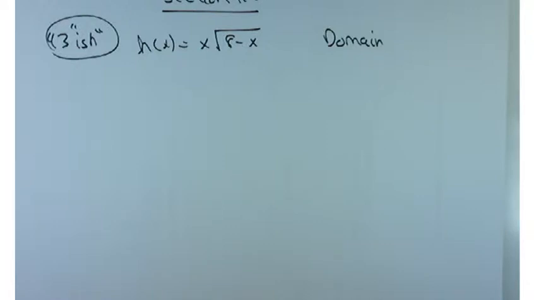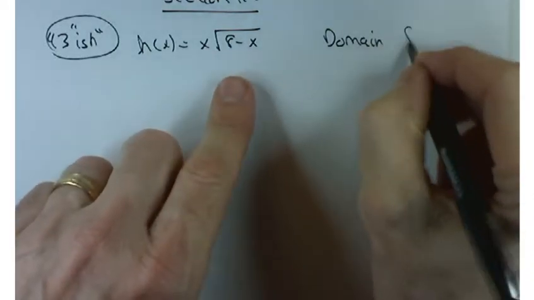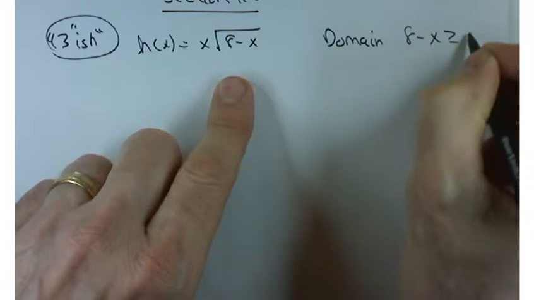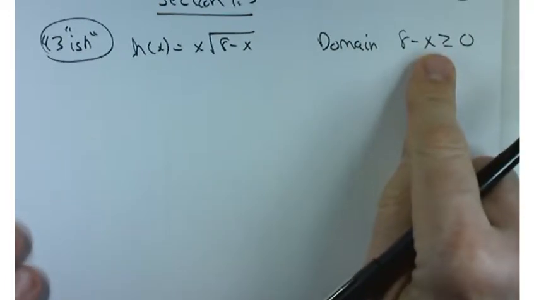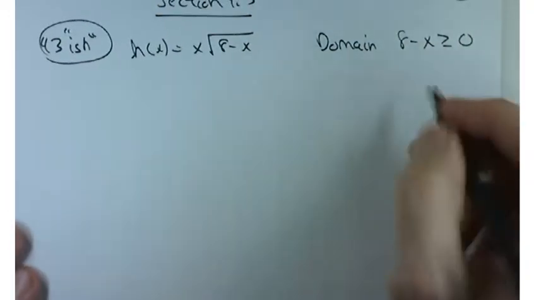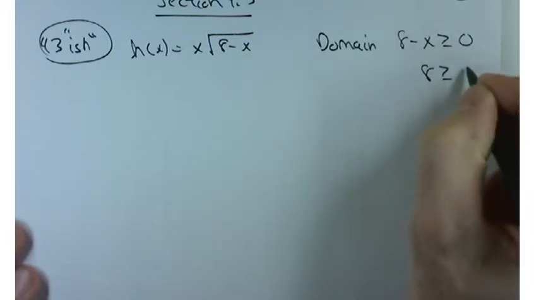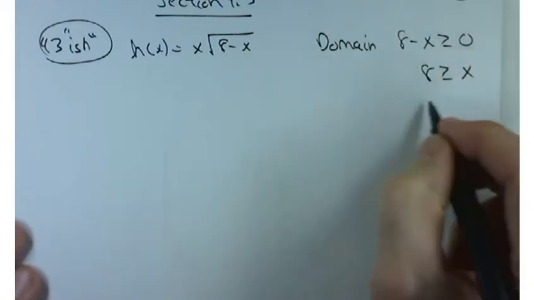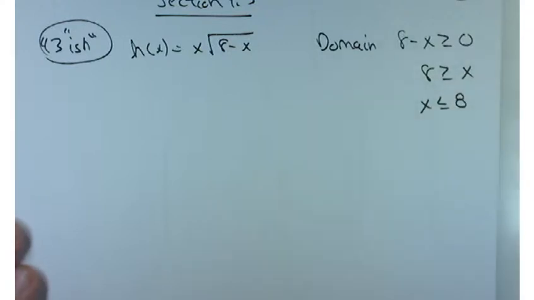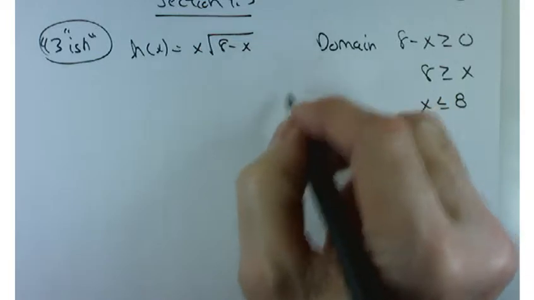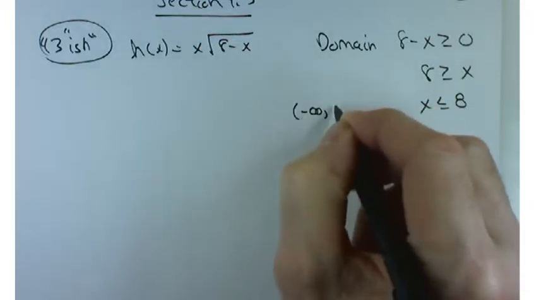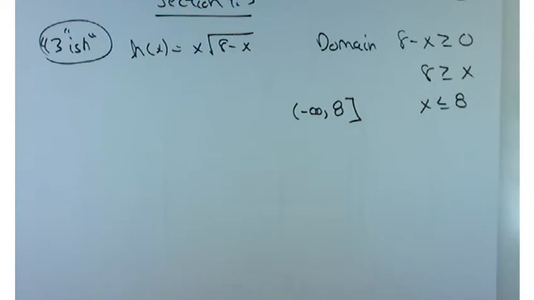Yeah, you don't want it negative underneath the square root. You want to ensure that it's non-negative. So we need to make sure that 8 minus x is greater than or equal to 0. Now, it can equal 0 because you can take the square root of 0. So that means 8 is greater than or equal to x. I like it better if the x is on the left-hand side. It's just easier to interpret. x has to be less than or equal to 8. So our domain is negative infinity to 8, with a bracket.